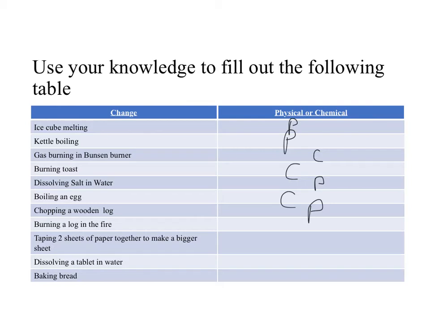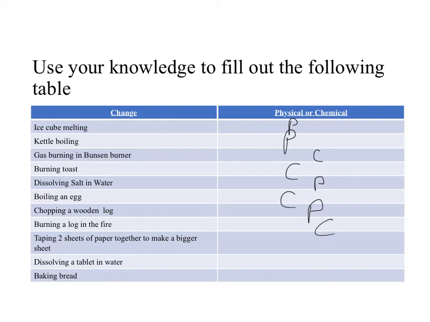Right, the next example also involves a wooden log. So this example is talking about burning a log in the fire. Burning is always an example of a chemical change. Again, a new substance is formed. When you burn stuff, it makes carbon dioxide and water vapor, so gases are released. You may also see a bit of ash for some of the stuff that didn't fully burn, and again, it's irreversible. You cannot unburn some wood.